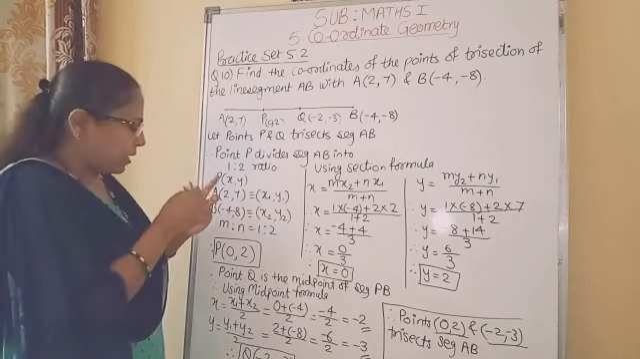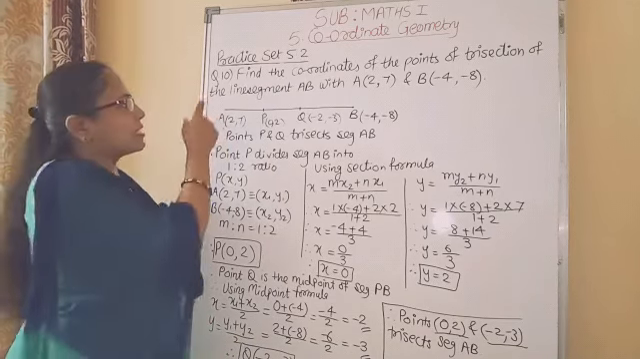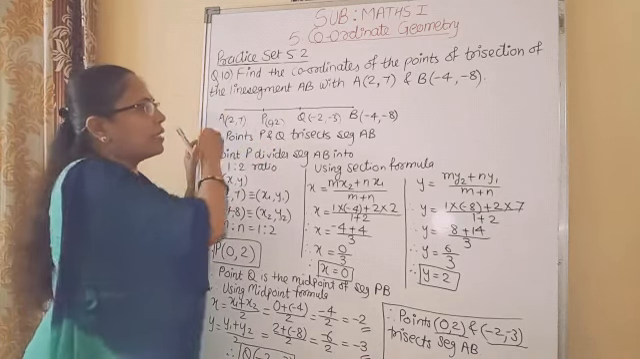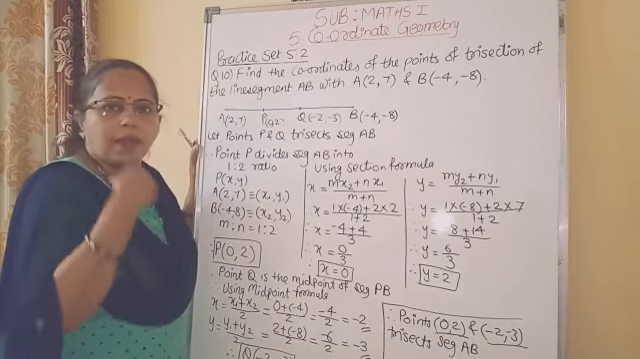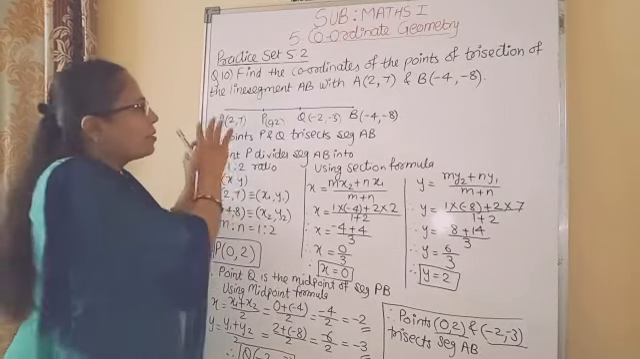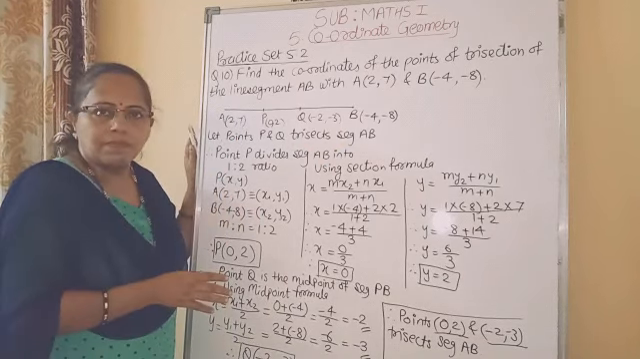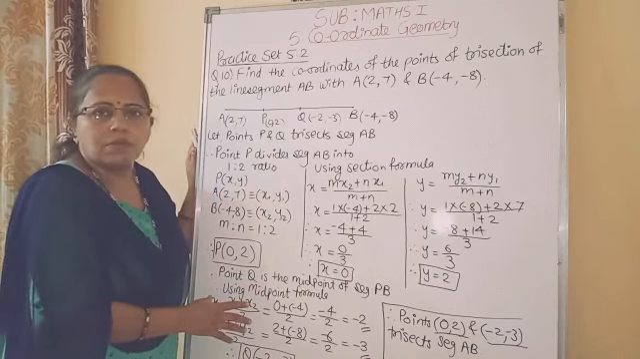Follow? So student, after this, next question number 11, question number 12, same way you have to solve. Even if they give that the segment is divided into 4 equal parts, 5 equal parts, 6 equal parts, for all the questions you will have the same type of method. You can use the section formula, you can use the midpoint formula. Follow?